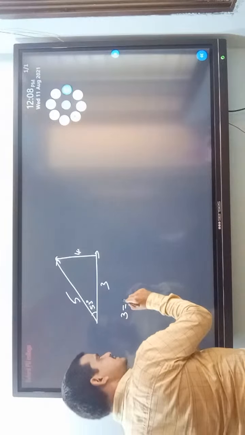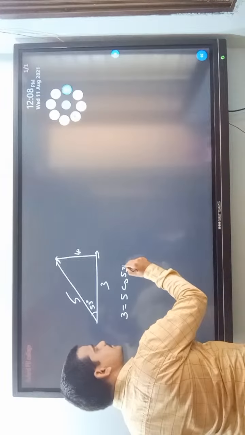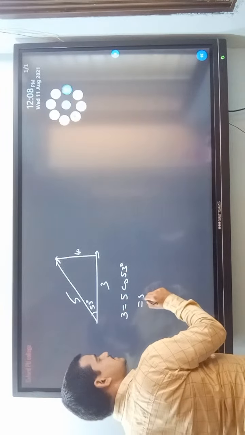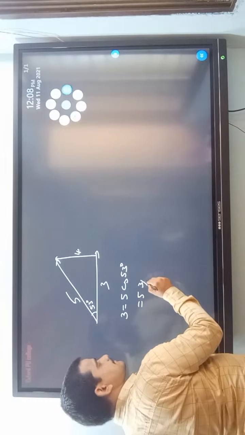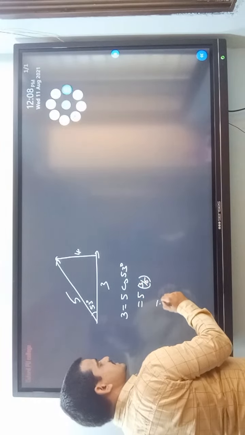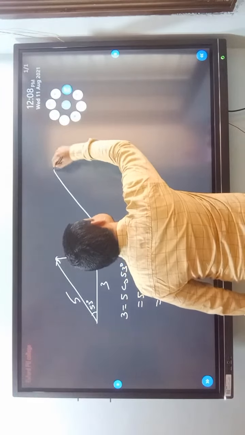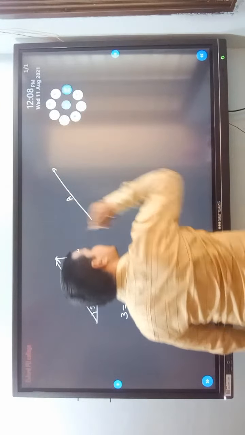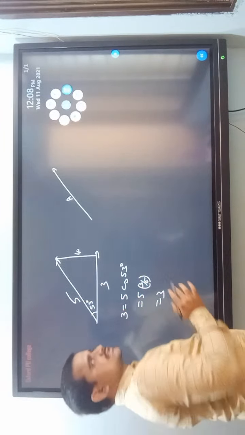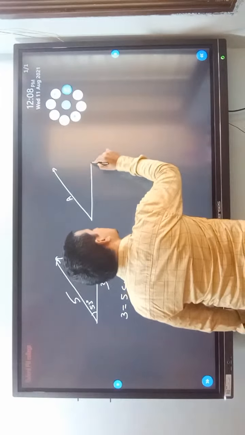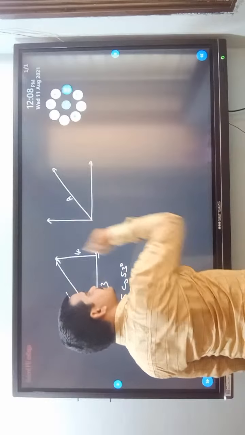3 as 5 cos 53. Cos 53 means 3 by 5. So how much am I getting here? This one is 3. Just compare, you can understand a little bit more easily. This A has been divided into 2 components. One component is like this, another component is in this direction.